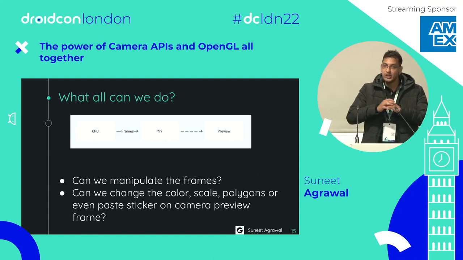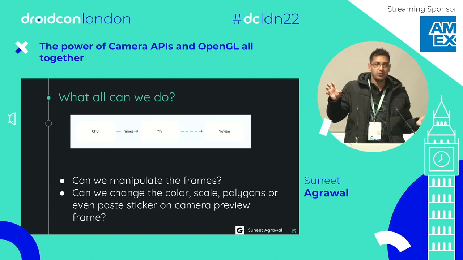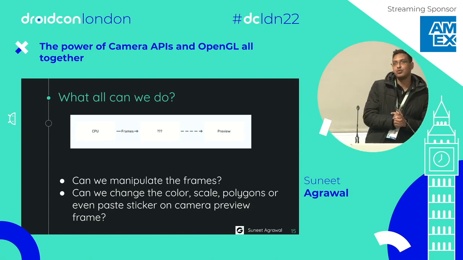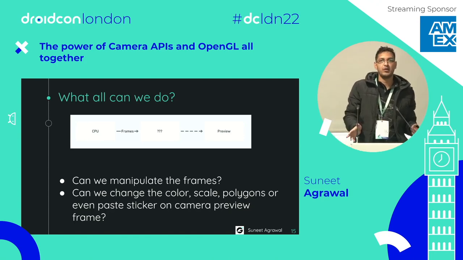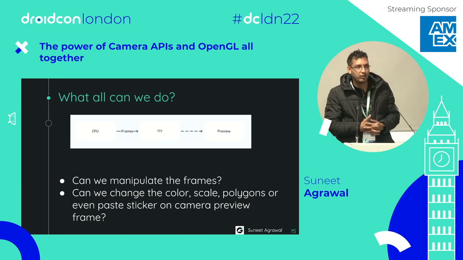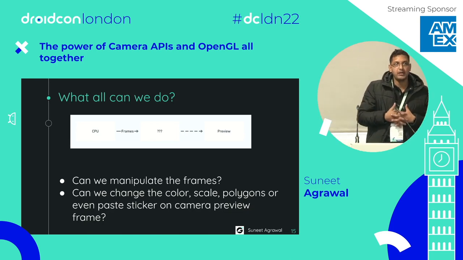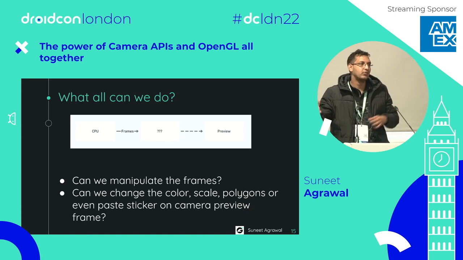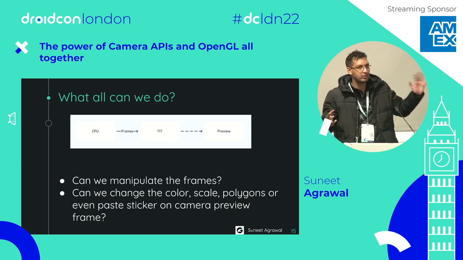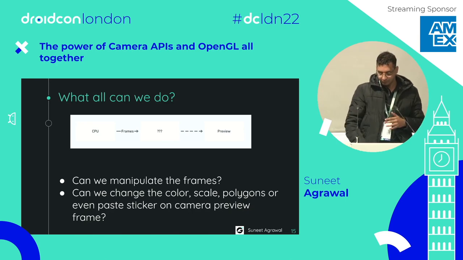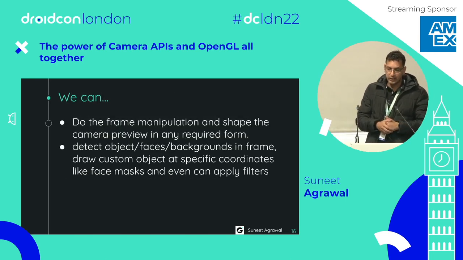Now, what all can we do in between? We got the frames from hardware. We want to show them to the end user, but we want to manipulate them in between. We want to show some kind of effect, maybe a black and white effect, maybe a sepia effect, or some grayscale effect. So we want to manipulate all the frames that are going to be visible on the screen. We are getting the frames from hardware using the camera APIs, and we are going to show them with OpenGL using the GPU. But in between, we want to manipulate each and every frame, right?